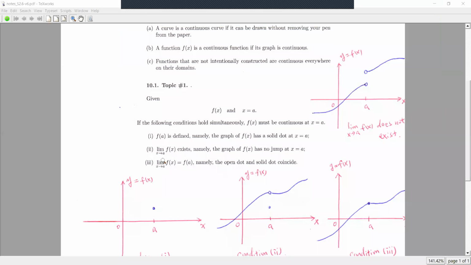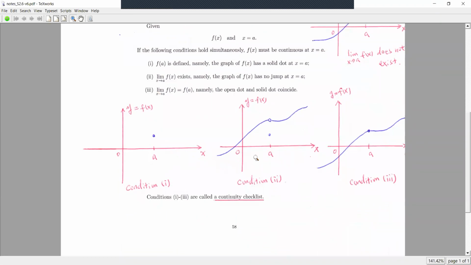Condition 3, the both-sided limit at point A is equal to the function value at point A. Namely, the open dot and the solid dot at point A coincide. The open dot is the limit. The solid dot is the function value at point A.